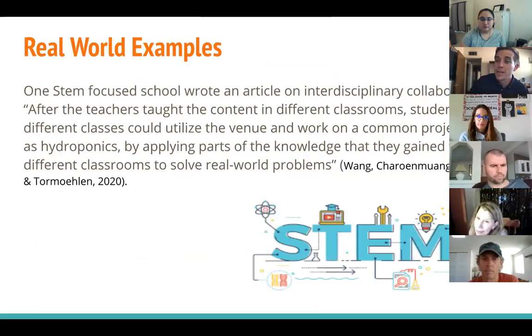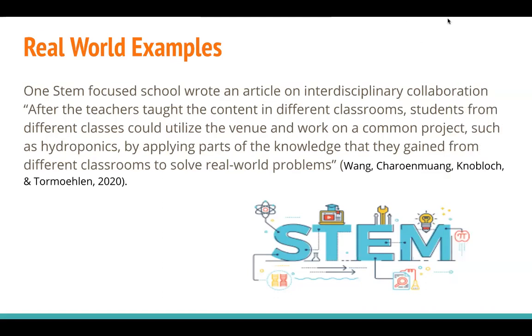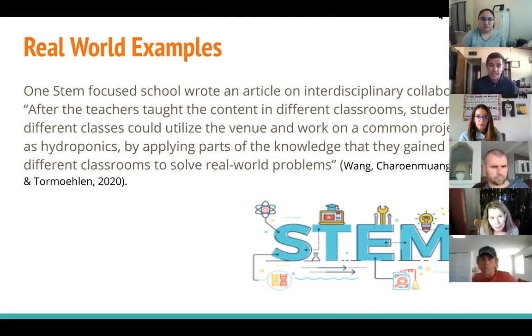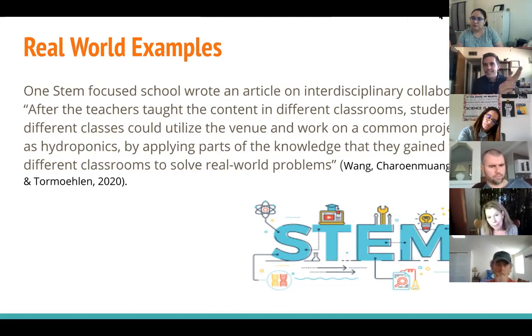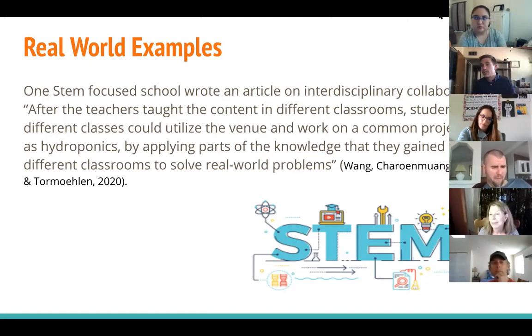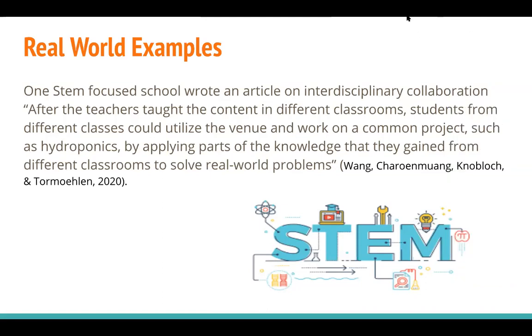So in my research, I found one STEM-focused school wrote this really interesting article on interdisciplinary collaboration. And this was fairly specific collaboration. This was across the sciences. I don't know science, but the specific sciences were working together. So it was like astronomy and chemistry were working together. There we go. That's two scientific subjects. I'm a genius.